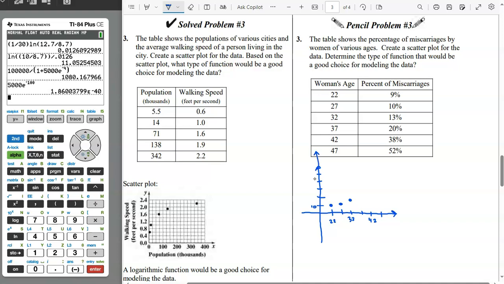I'm going to run out of room. 40, 45, 50. Okay, so it's going to go up to 13, and then it jumps up to 20, and then it jumps way up to 38, and then it comes to 52, so it grows by a little bit less right there. What I'm looking at is how much these y values increase.